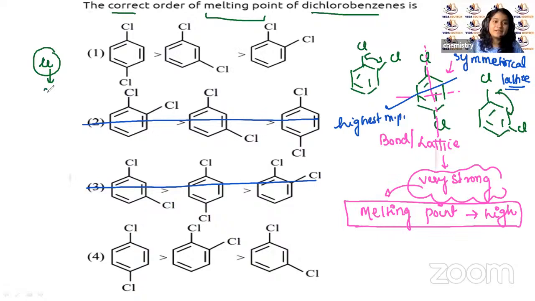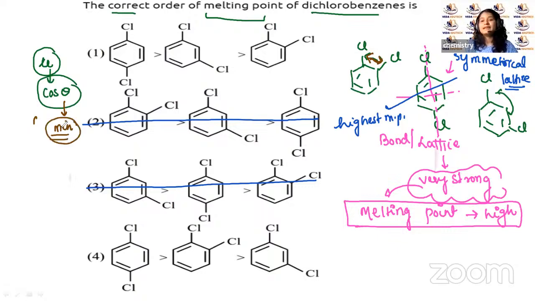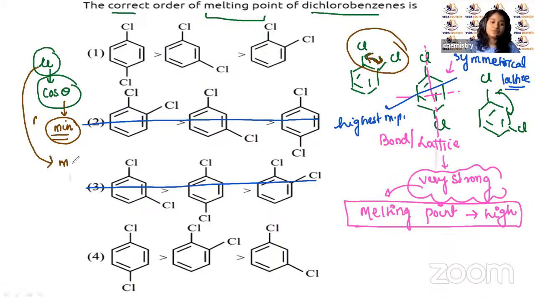And this mu depends upon the cos theta, right? Now, as the angle is minimum here, theta is minimum in case of this. So can I say the mu value is going to be maximum for ortho, right? But as compared to ortho, meta is going to be lesser.